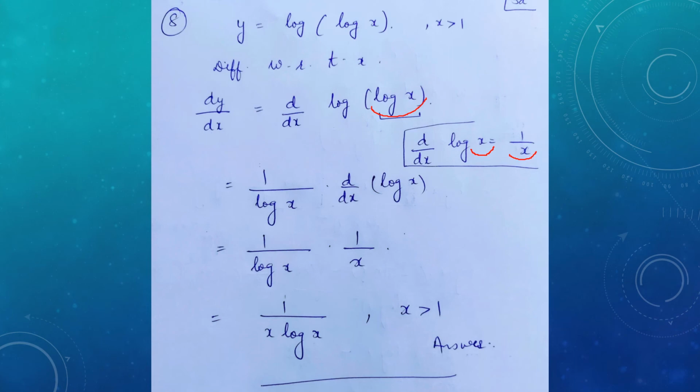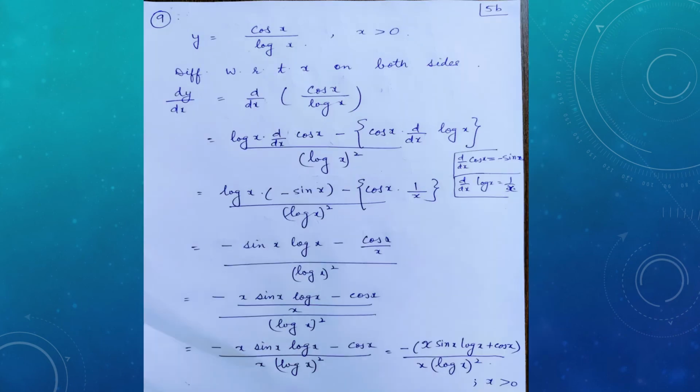Now the derivative of log of x will be 1 upon log of x, right? Multiplied by the derivative of whatever is in the bracket, you have to find the derivative separately. So it will be d by dx log of x. I repeat, derivative of log of x will be 1 upon log of x multiplied by the derivative of log of x. Okay. So this will give you 1 upon log of x into, again, what is the derivative of log of x? It will be 1 upon x. So your answer will be 1 upon x log x. Very simple, where x is greater than 1.